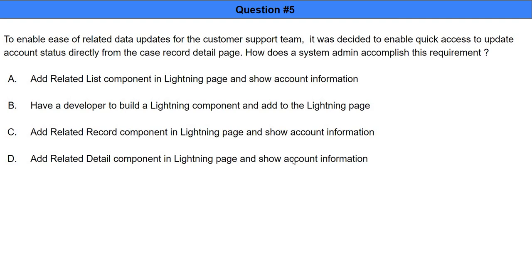We got four options. The first option says adding a related list, and the second one says create or build a new component and then add it to the Lightning page. The third one says add a related record component, and the fourth one is adding a related detail component. So let's try to understand this question.